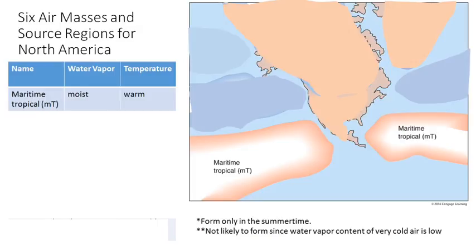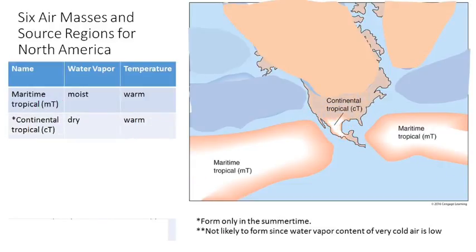So here's a map of the United States, and we're going to look at them one by one. We have maritime tropical. Maritime meaning moist, tropical meaning hot. The source regions for us would be here, and here. So large bodies of water, maritime, and hot. They're closer to the equator.